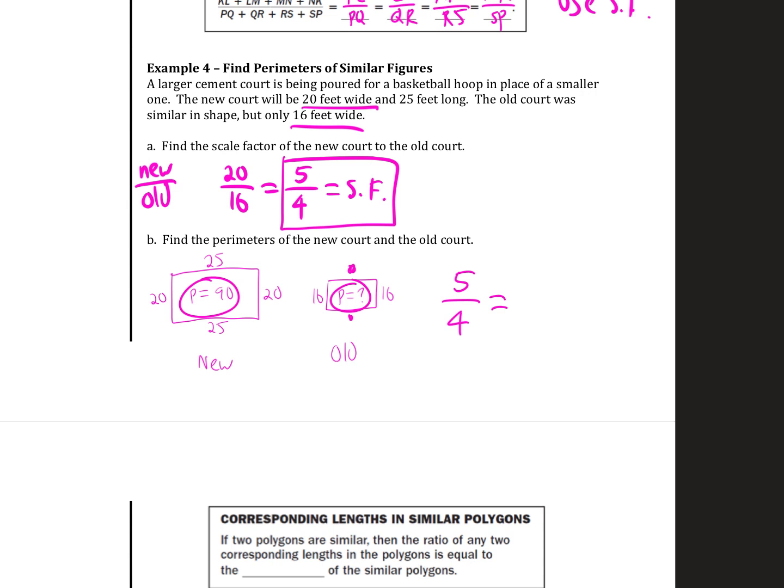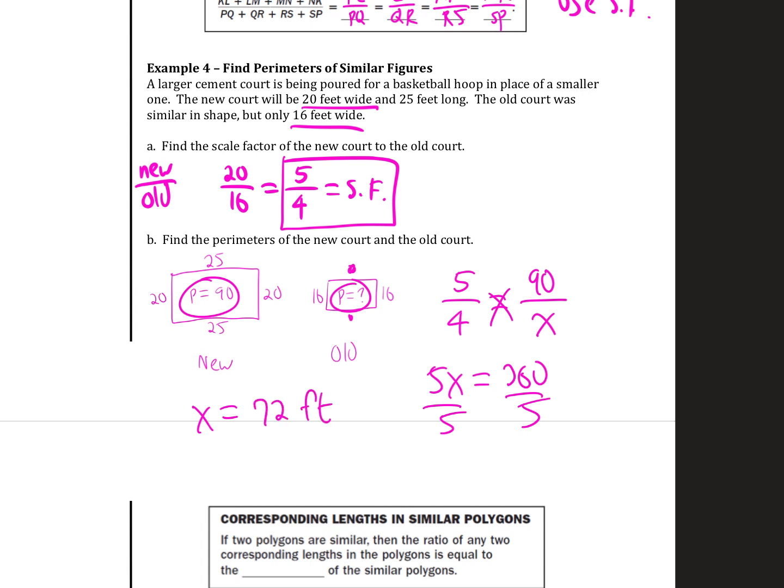Well, it's 90. Does that go on top or bottom? Well, we're doing new over old, so 90 goes on top. And on the bottom, we're just going to put an x. We don't know what that is, but that's okay. Then we just do our normal solving. We cross multiply. We get 5x equals 4 times 90 is 360. Divide by 5. And we get x equals 72 feet.